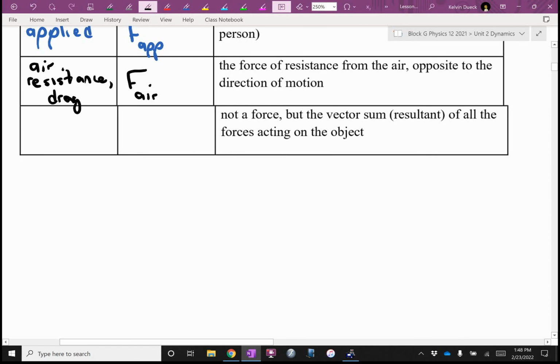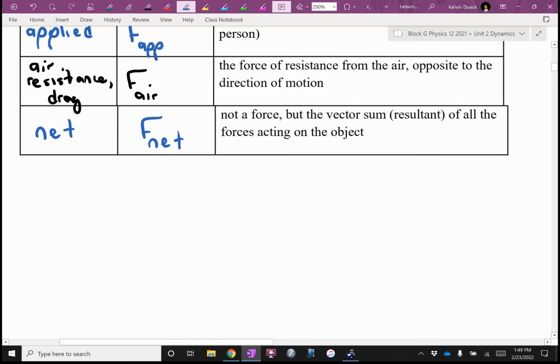Ooh, last one. It was not a force that showed up on your free body diagram. It was the vector sum or the resultant of all of the forces acting on the object. F something. And it's actually what I put on your formula sheet, because it's not F equals MA, it's something else equals MA. It's the net force, the combination of all of the forces. And this year, because we're doing vectors, Braden, it'll be the vector sum of all of the forces. That's the net force, F net.